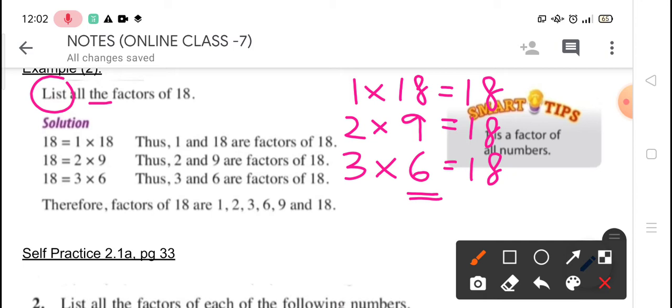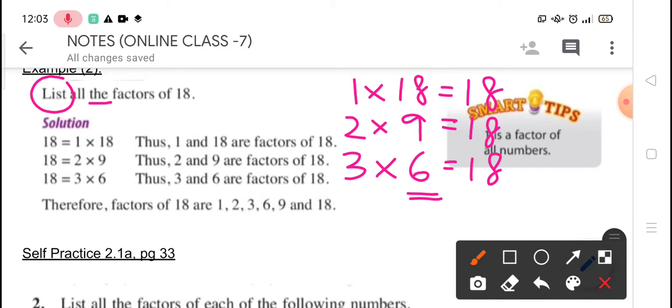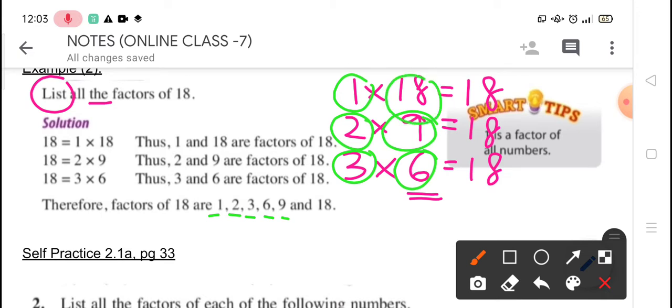So right now we just need to list out. Where are the factors? We start from here: 1, 2, 3, 6, 9, and lastly 18. So the factors of 18 are all these numbers. And students, remember, always try to write the factors in ascending order. It means we start from the smallest factor until the biggest factor.